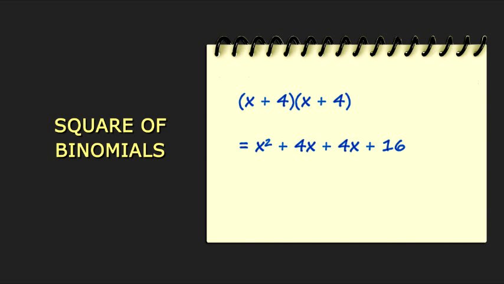So we got x squared plus 4x plus 4x plus 16. Now, let's combine the like terms. The final answer is x squared plus 8x plus 16.